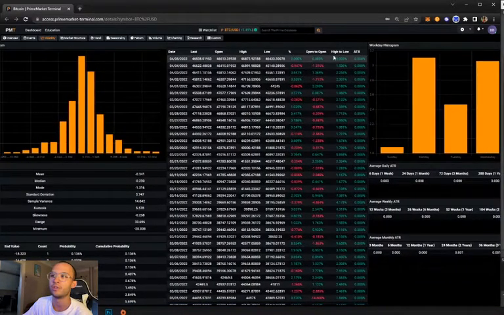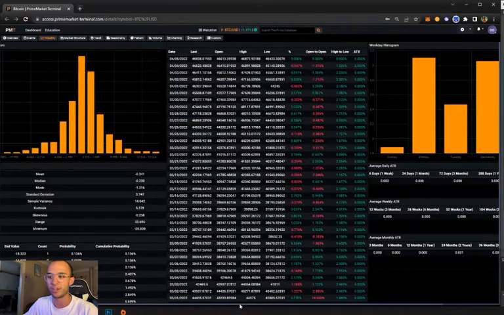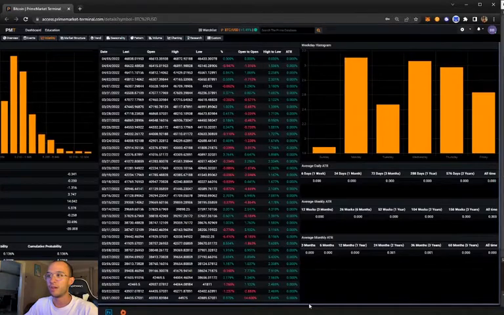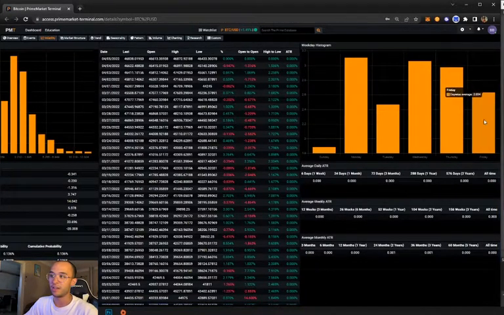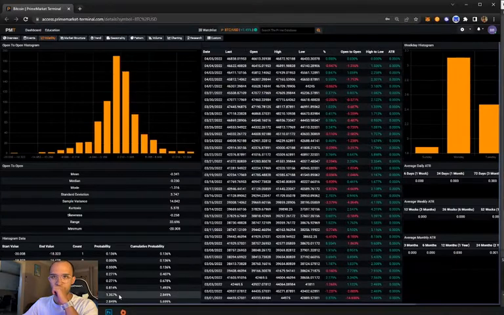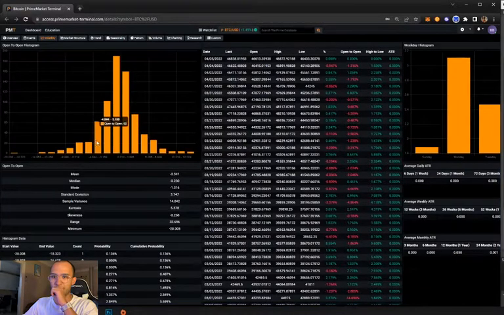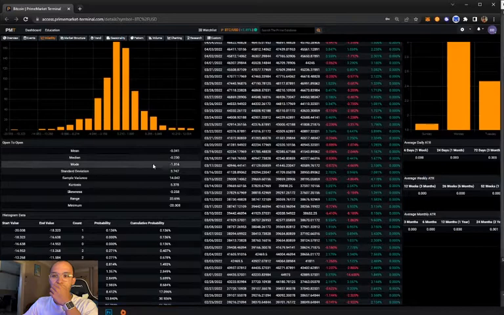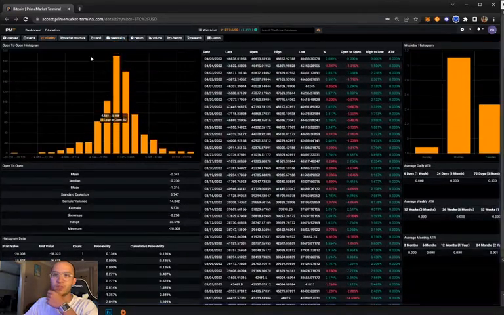So all the open to open, high to lows. I've never used any of this information, to be honest, so I can't really say too much about it. Weekly histogram. So I guess volatility. So like, we had less volatility on Friday than we did on Thursday, less on Thursday than we did Wednesday. I think that's what it means, like how much volatility we have throughout the days. This must be the same thing, but I don't really understand it. Yeah, got no idea what's going on on this page. I need to do some research.